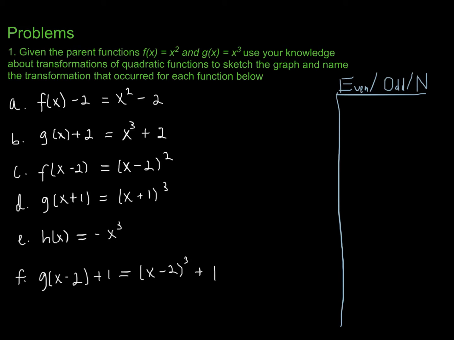So given the parent functions f of x, which is x squared, the quadratic parent function, and g of x, which is the cubic parent function, you're going to use your knowledge about transformations of quadratic functions to sketch the graph and name the transformation that occurred for each function below. So there are a couple things that you're doing. You're taking a look at the function, and for each function, a certain transformation has occurred.